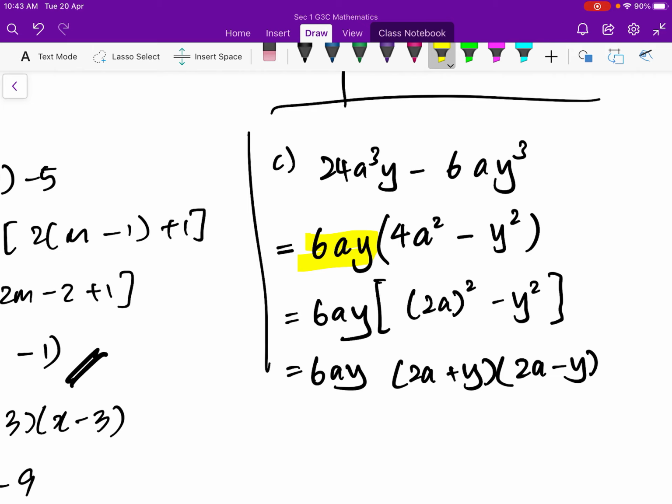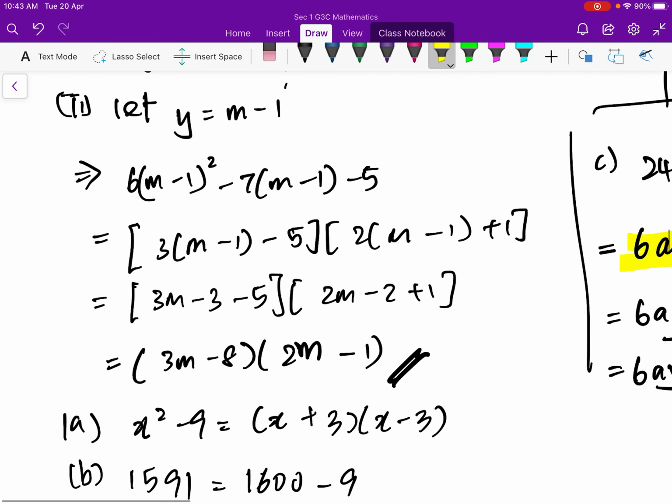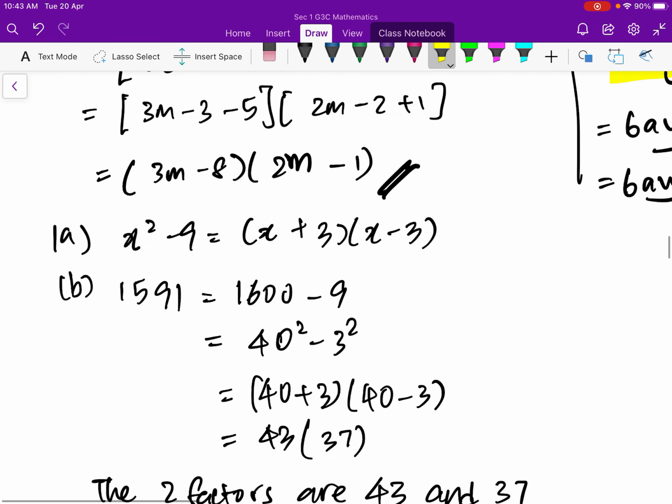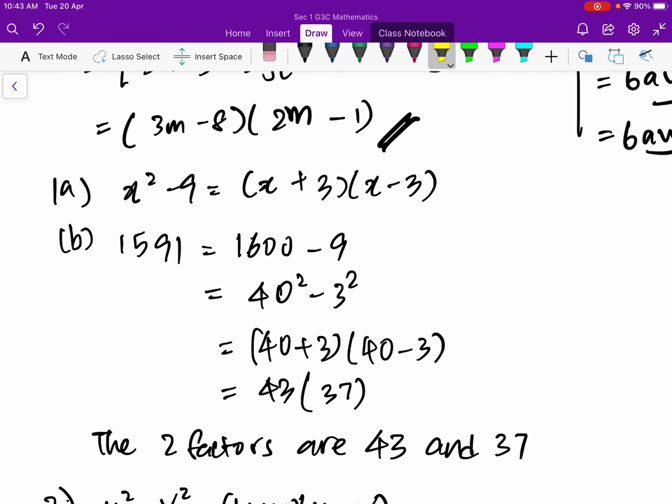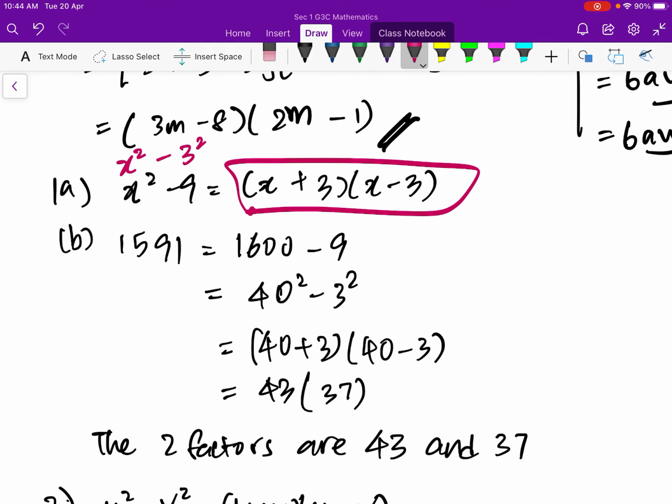So part C done. Then now question 1a, special products. x squared minus 9 is the same as x squared minus 3 squared. So a squared minus b squared, you have a plus b, a minus b. You have to memorize this. Be very familiar with it. When you see x squared minus 3 squared, straight away write it down. That's the factorized form. And then in part B, hence, find two other factors.